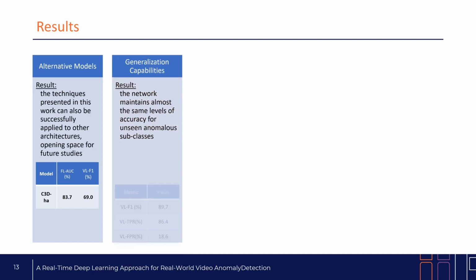The results on the generalization capabilities demonstrate that the network maintains almost the same levels of accuracy for unseen anomalous subclasses as for training ones. Therefore, the network was successfully able to learn a general representation of the problem.